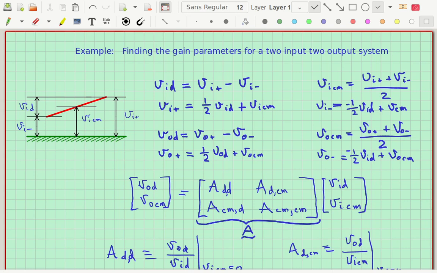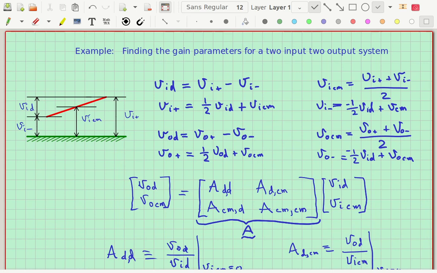Welcome. I'm Rob Froney, and I'm here to talk about a two-input, two-output system. I want to give you an example of how to compute the gain parameters in this two-input, two-output system using the differential and the common mode.